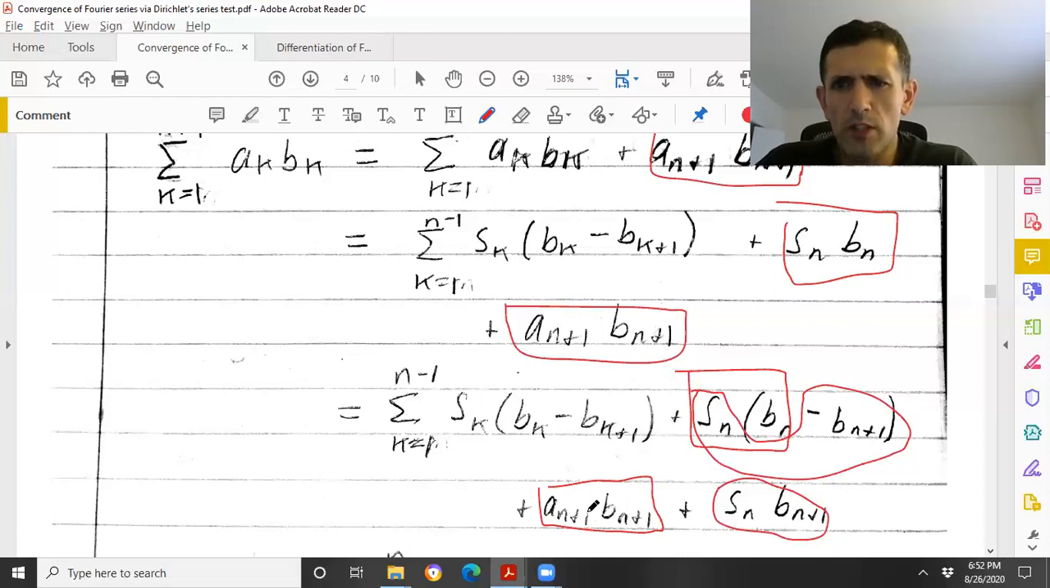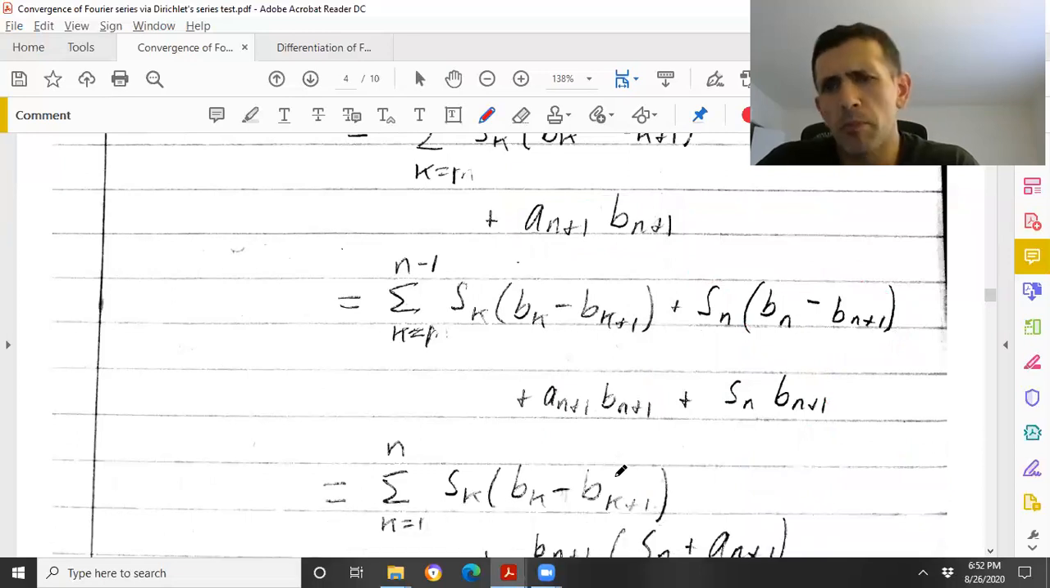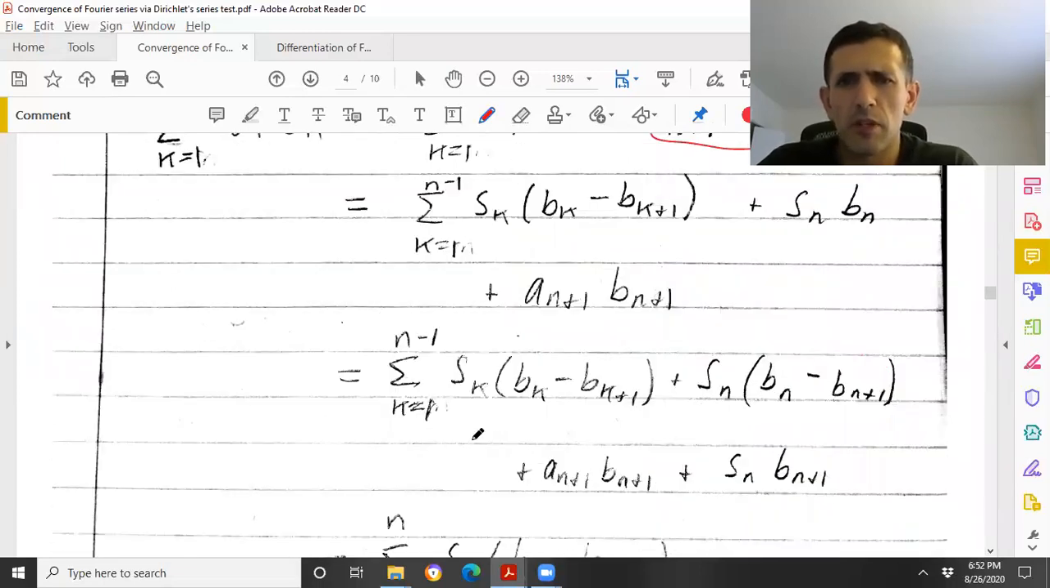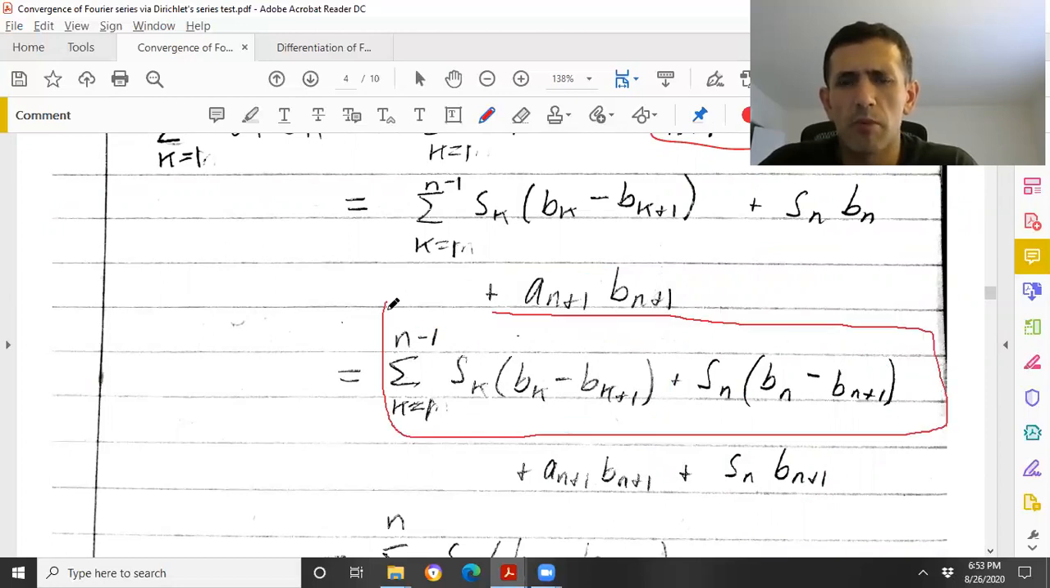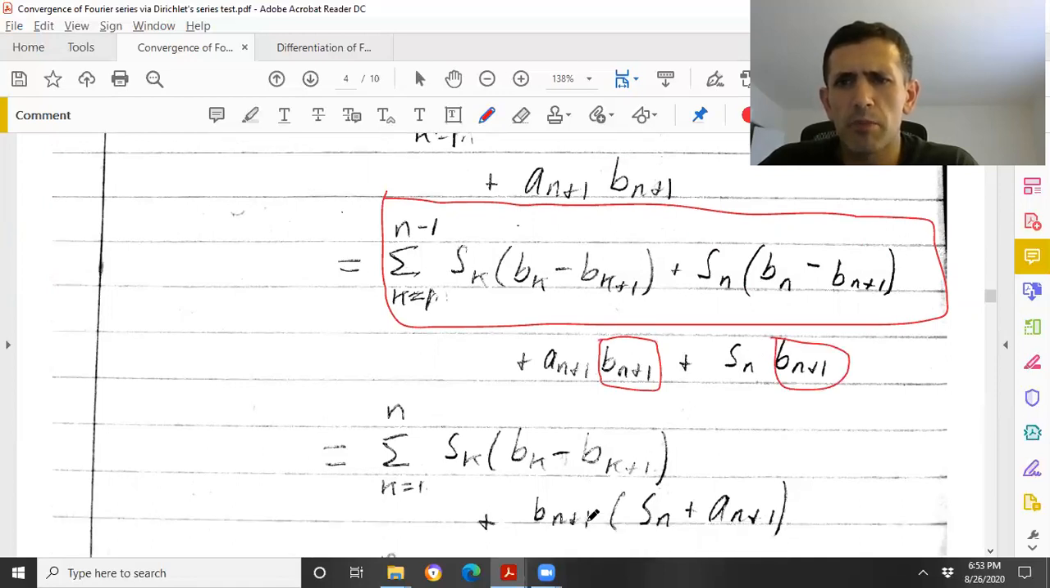Okay, so what's the purpose of this? Well, the purpose is, I get the next term in this sum here, and that's right here. So I basically combine all this into one sum that I'm putting in a rectangle. That's just the sum k equals 1 to n of S_k (b_k minus b_{k+1}), right? And what I could do also is factor out a b_{n+1} in these two here. So it's b_{n+1} times (a_{n+1} plus S_n).